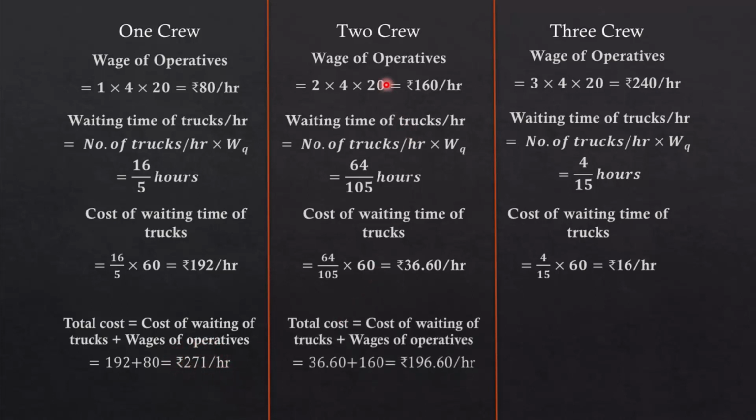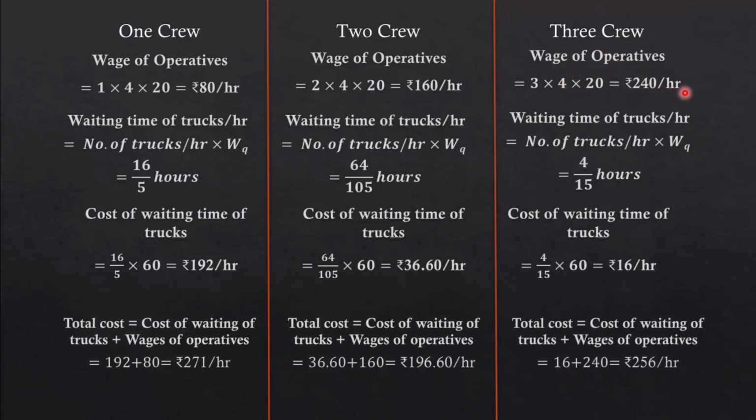Similarly, when there are two crews, the wages of operatives is rupees 160 per hour, and the cost of waiting time of trucks is rupees 36.60. So by adding these two, we'll get 196.60 per hour. Similarly, when we have three crews, the wages of operatives is rupees 240 per hour, and the cost of waiting time of trucks is rupees 16 per hour, and by adding both we will get rupees 256 per hour.